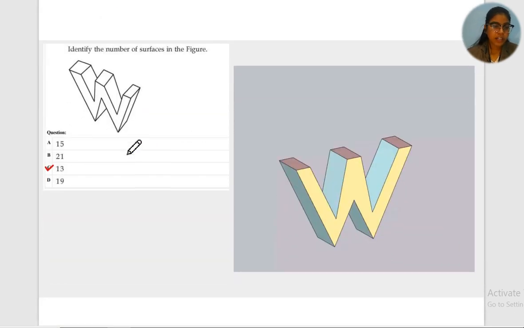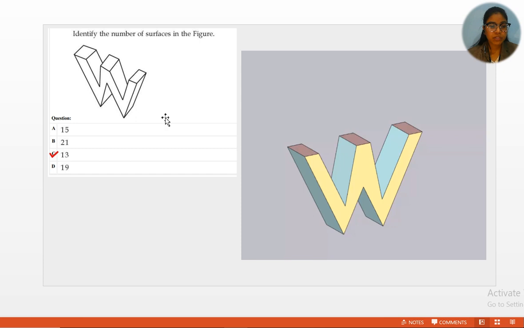Next question we have, identify the number of surfaces in the figure. What you have to do is count the number of surfaces in the figure. The figure is given to you and you have to imagine it in a 3D perspective and then find the result. For these types of questions, you should start from top to bottom, or from left to right, or right to left. Don't start counting randomly. In this manner, you can miss counting some surface and your answer may come wrong.